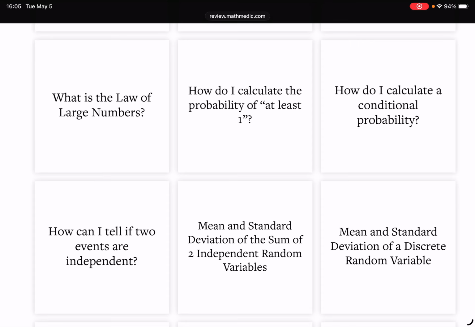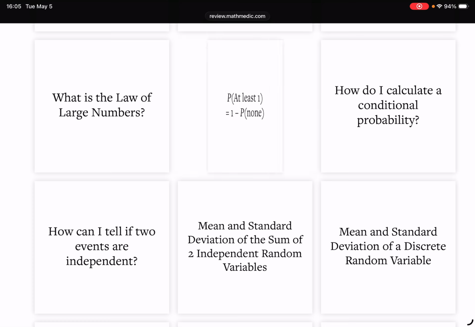How do I calculate the probability of at least 1? Okay, remember, the probability of at least 1 is the same as saying 1 minus the probability of nothing.